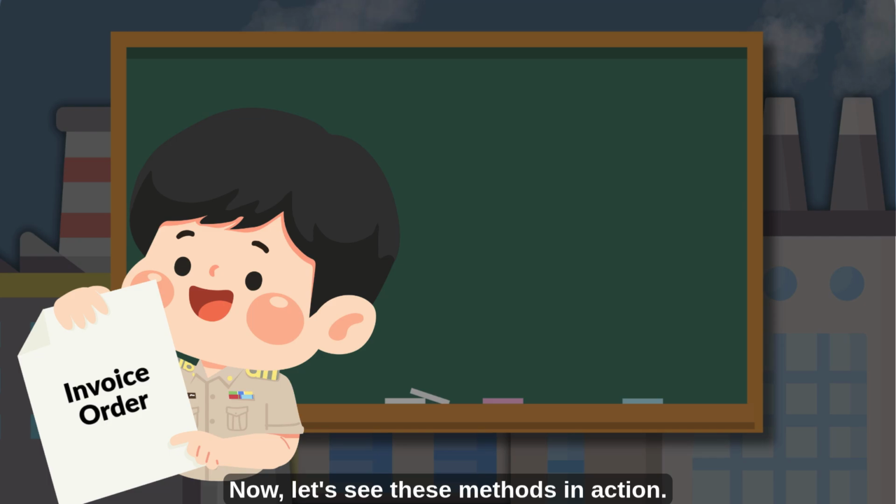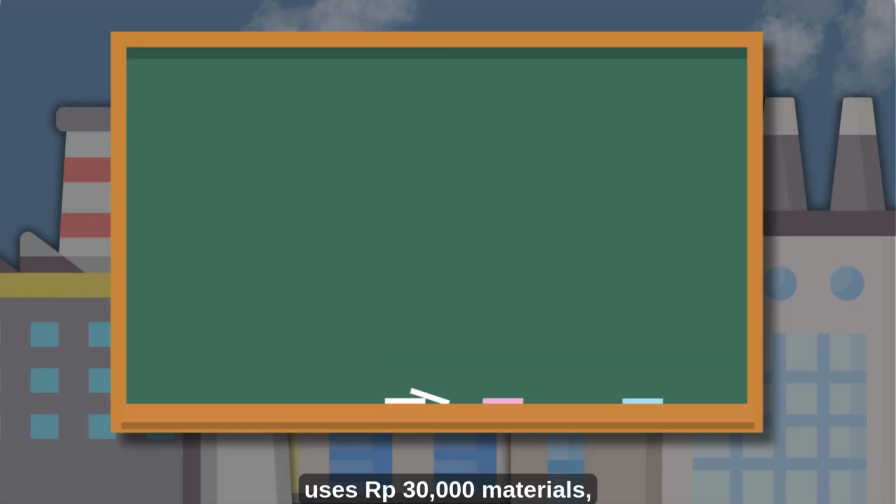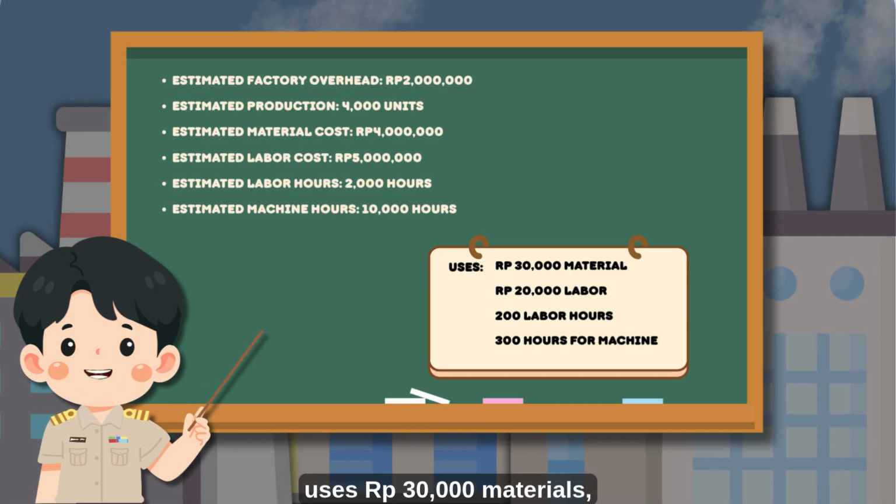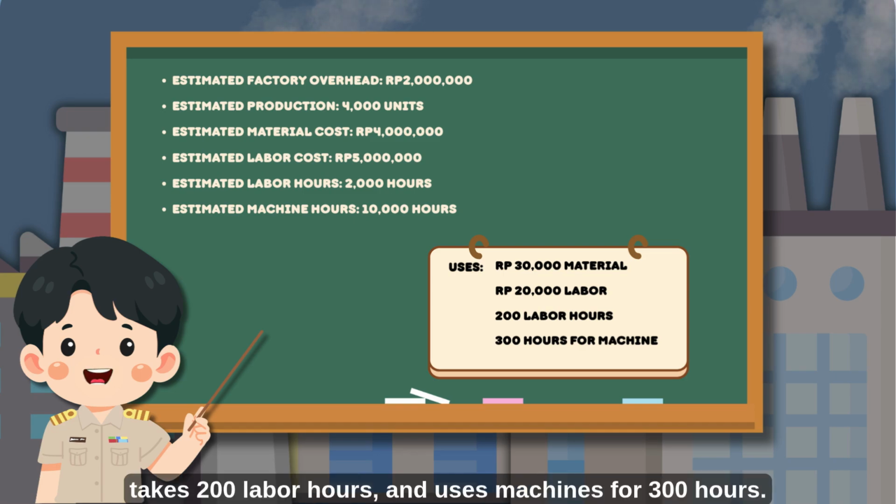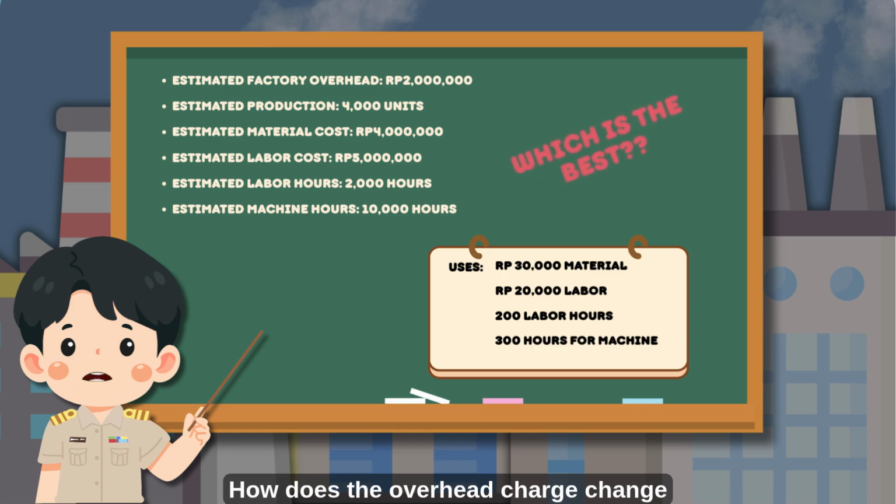Now, let's see these methods in action. Imagine we have an order that produces 200 units, uses Rp30,000 materials, Rp20,000 labor, takes 200 labor hours, and uses machines for 300 hours. How does the overhead charge change depending on the base we use?